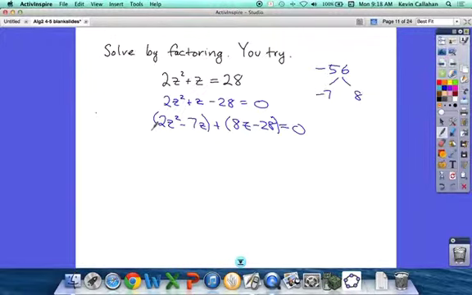Just the z, right? Not a 2. 7 is not divisible by 2. So you just take out the z. 2z minus 7, plus, what's the greatest common factor between 8 and negative 28? 4. 2z minus 7. So this factors as z plus 4 times 2z minus 7.